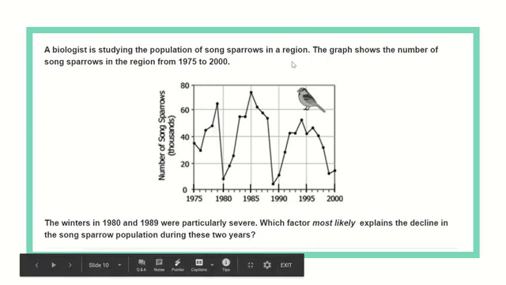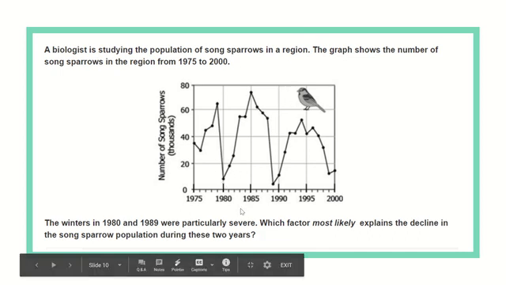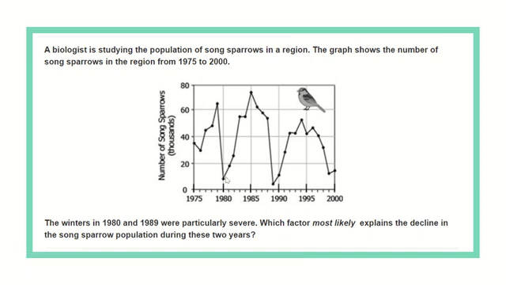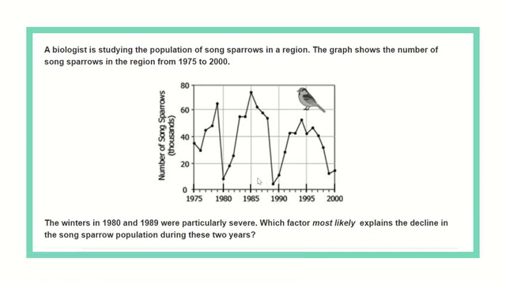Okay, well, what do sparrows eat? They most likely eat bugs and seeds. Well, if it's extremely cold, then your temperatures are going to cause the bugs to not be around and the seeds to not be around for them to eat. So if the winters are particularly severe, that means that their food source is going to go down. So the limiting factor here is going to be food.